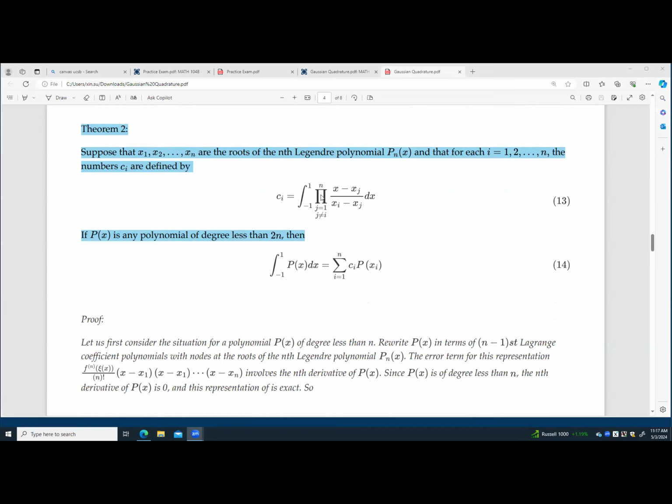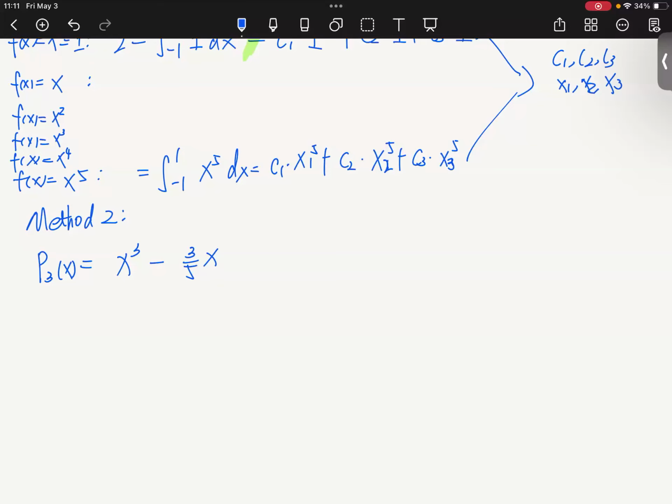So I'm just copying down the whole formula here. And j equals 1, j does not equal i, x minus xj, and then xi. I don't like to memorize the formula as well. I hate this. But in case you love memorizing things before the exam, I'm going to show you the way to solve the equation.